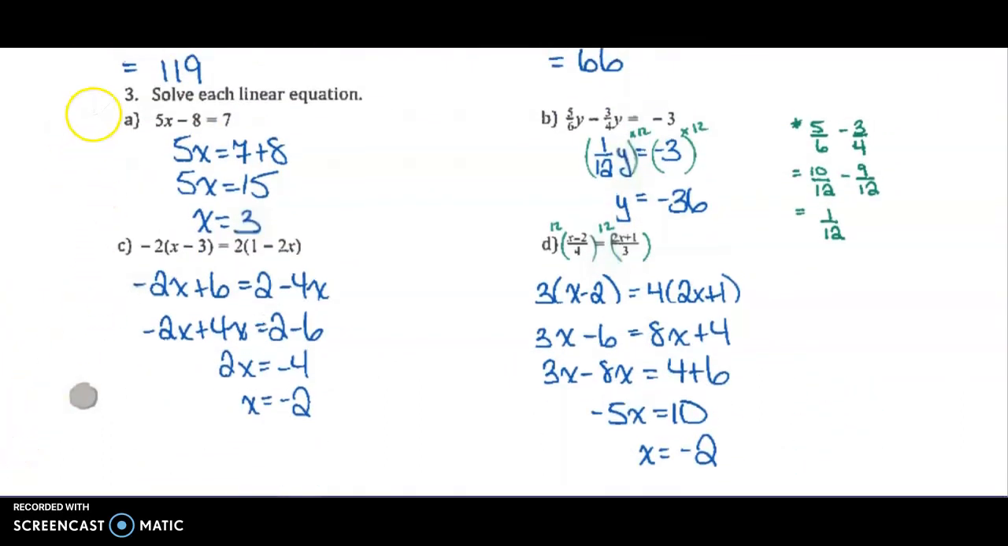Except we have number 3, sorry. And then I think I'll cut the video after this, and then we'll make another video for the rest of it. Here we're going to solve the equation.